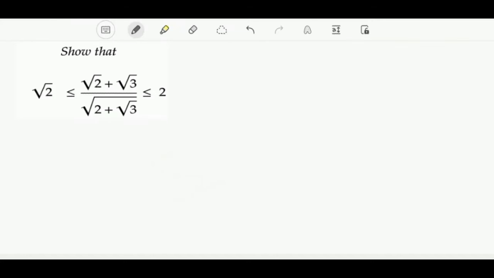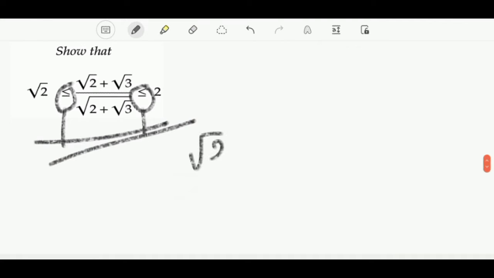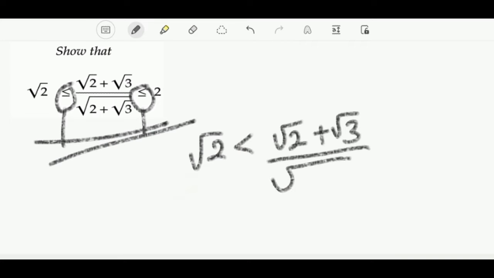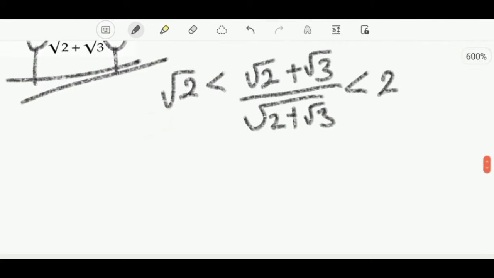So here we're going to look into an inequality expression, and consider here this is a typo. This should be square root of 2 is smaller than (square root of 2 plus square root of 3) upon (square root of 2 plus square root of 3), and this is smaller than 2. And to prove this inequality, I'm going to use an elementary result.